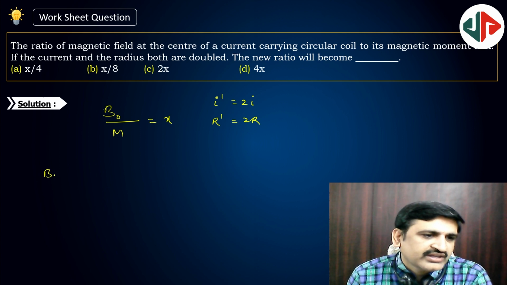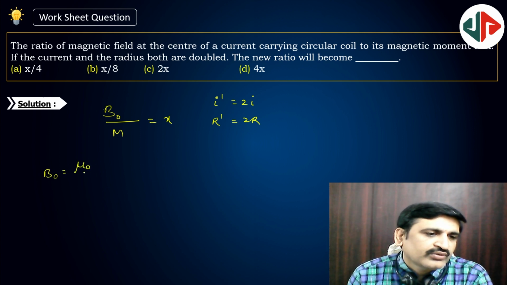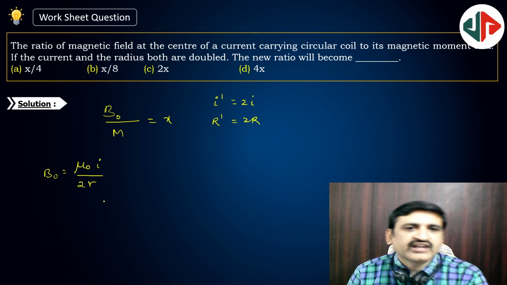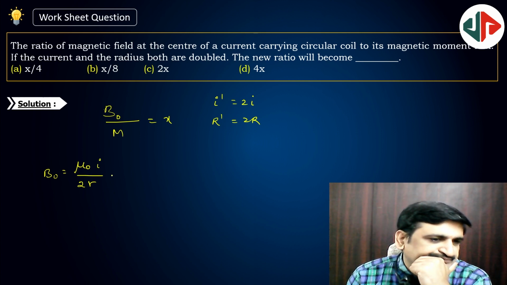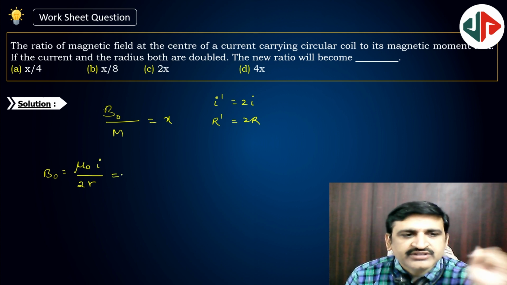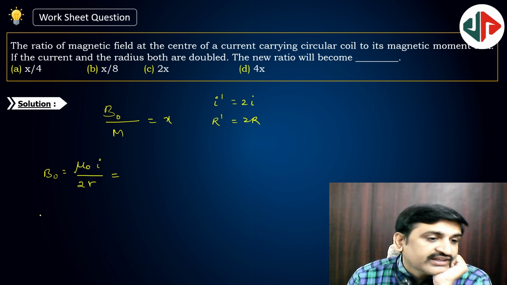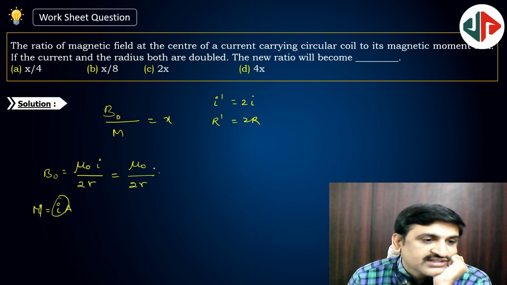First of all, B naught is equal to mu naught I by 2r. This is for a circular current carrying coil. It should be converted in terms of m. M is equal to INA, where N is number of turns. M is equal to INA, so IA I can write. So mu naught by 2r into I can be replaced. I is also there in the formula.